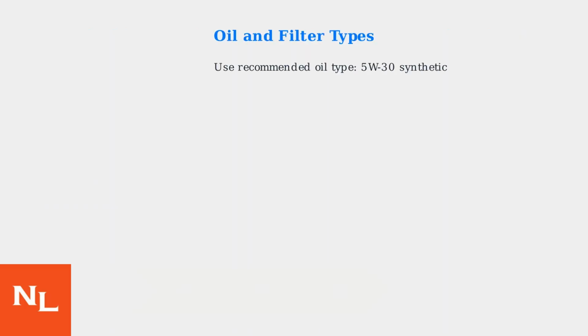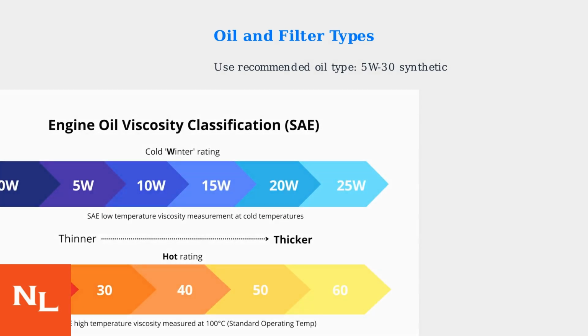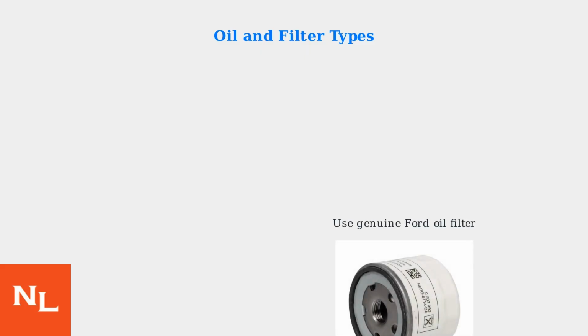Always use the recommended oil type, such as 5W30 synthetic, which is formulated for Ford Expedition engines. The viscosity rating ensures proper lubrication under various temperatures. Pair the oil with a genuine Ford oil filter. This ensures compatibility with the Intelligent Oil Life Monitor system.